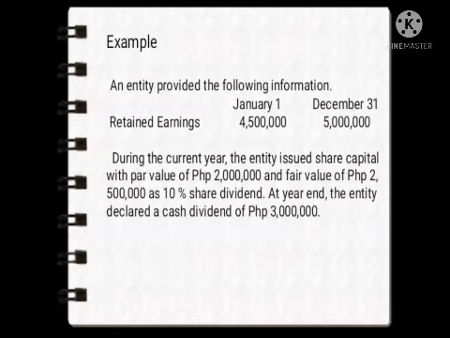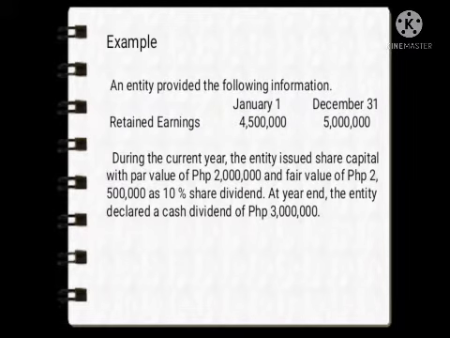Example, an entity provided the following information. The retained earnings from January 1 is 4,500,000 and the December 31 is 5 million. During the current year, the entity issued share capital with the par value of 2 million and the fair value of 2,500,000 as 10% share dividend. At year end, the entity declared a cash dividend of 3 million.